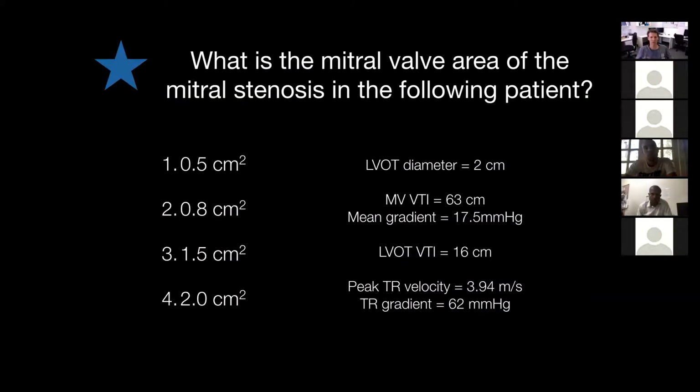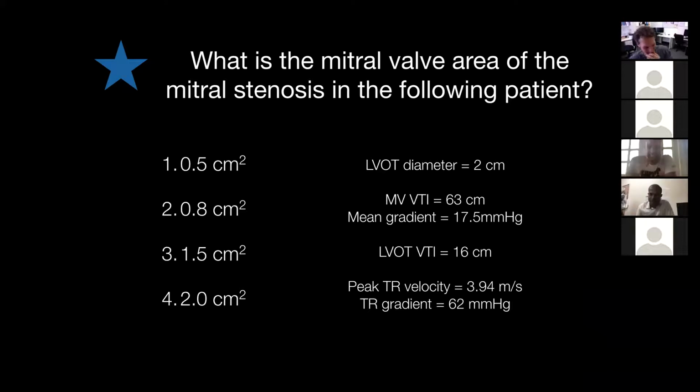Cool. So what is the mitral valve area of mitral stenosis in the following patient? I haven't done the calculations on the slide yet. What's the answer? Yeah, 0.8 is what you get. 0.79 to be more precise, if you calculate it. So tell me how you did it, Ramsey.